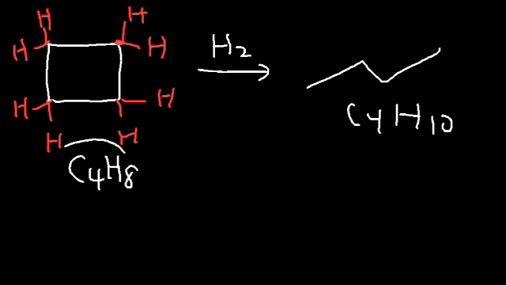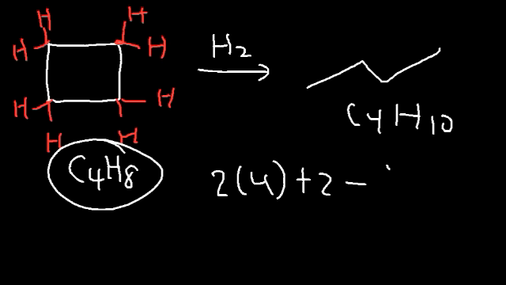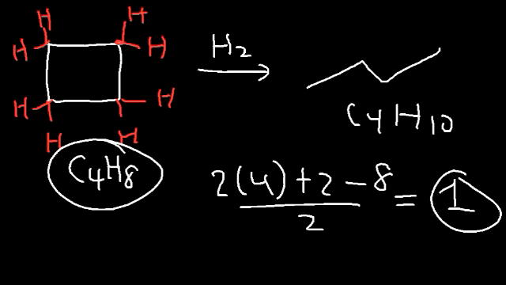So let's calculate the IHD for C4H8. So it's going to be 2 times 4 plus 2 minus 8 divided by 2, or we're going to get the same answer as we did in the last example. It's going to be 1.